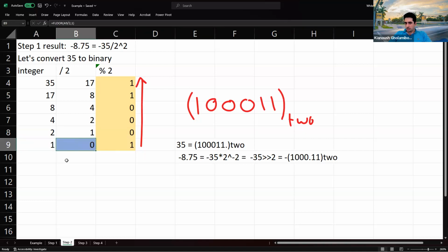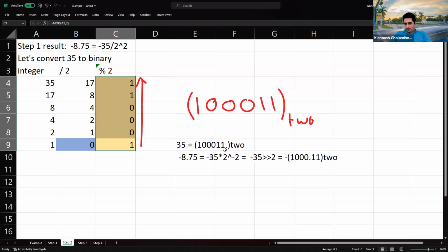When that happens, you're going to stop immediately and then read the remainders from bottom to top, from the last step to first step. As you see, this arrow shows the direction of reading the remainders. And that would be 100011 base 2. That's the number 35.